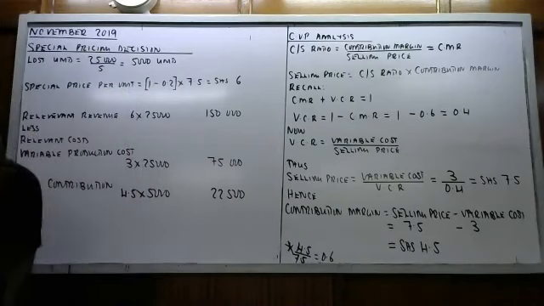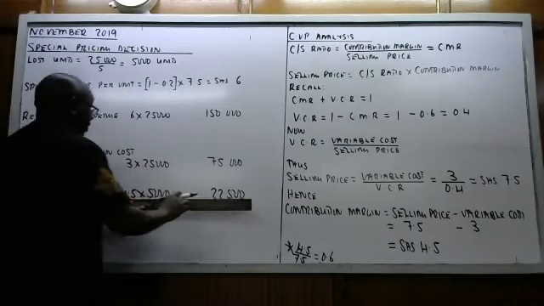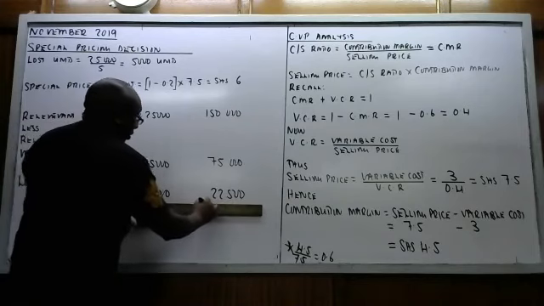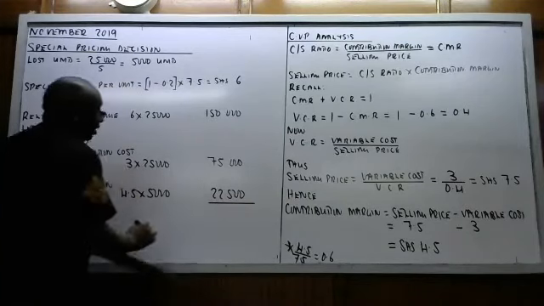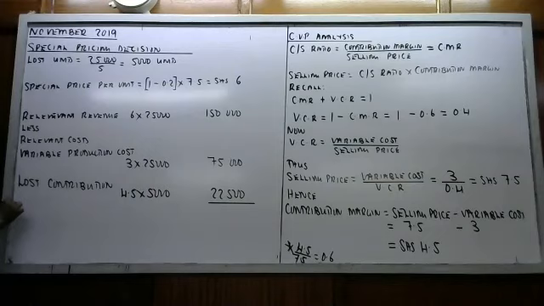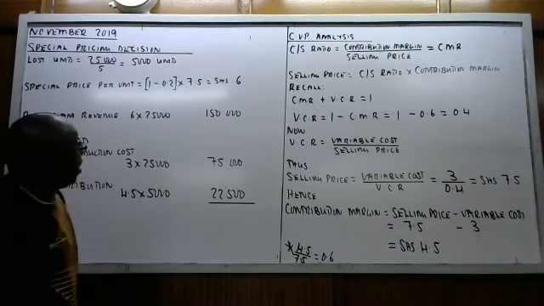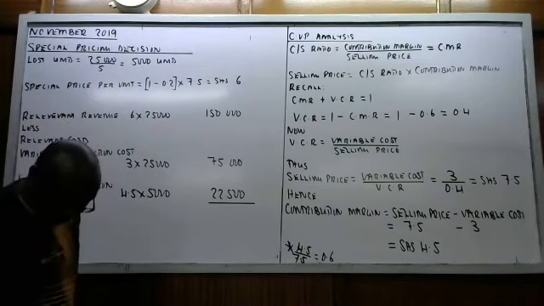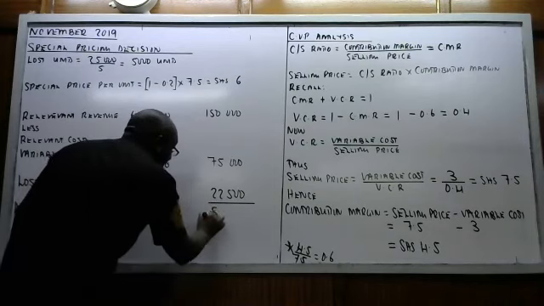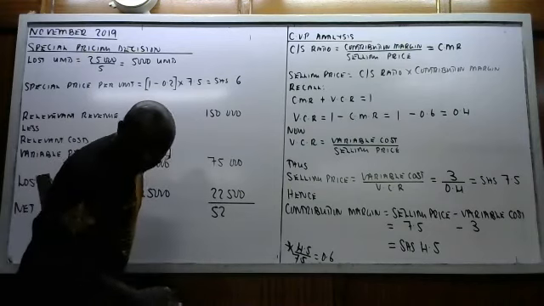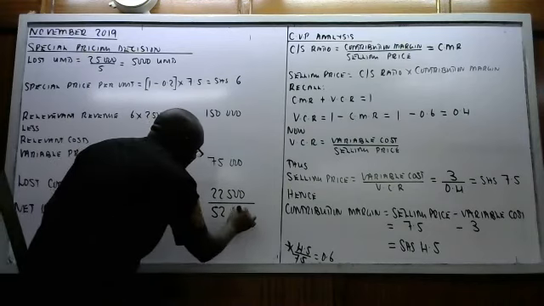Now, when you compare those figures, you get a figure that we call net gain. So the net gain, you will be saying 150,000 minus 75,000 minus 22,500. There will be a net gain of 52,500.